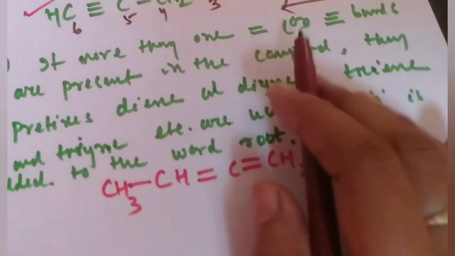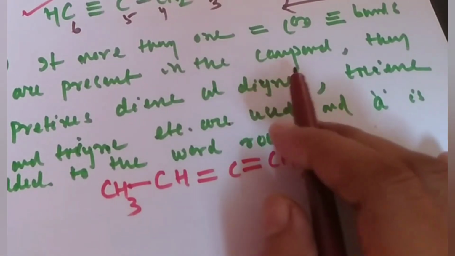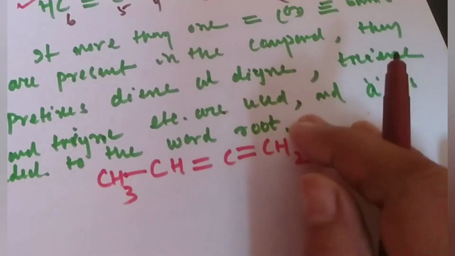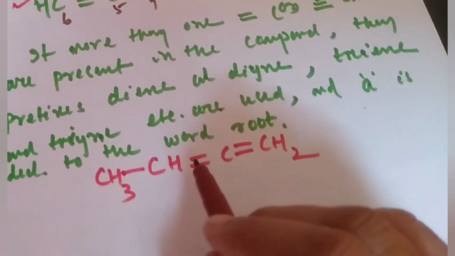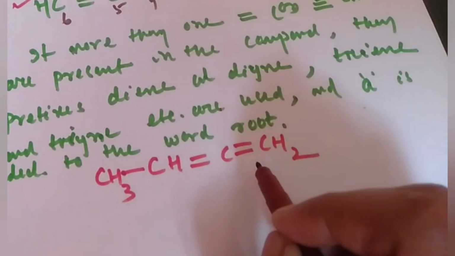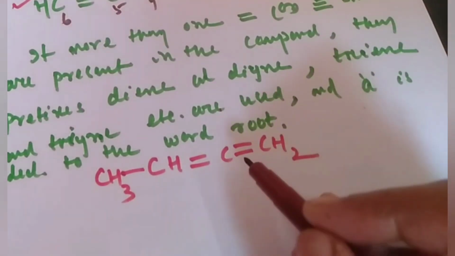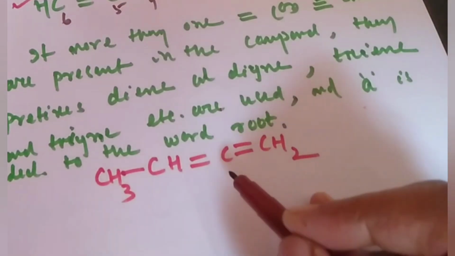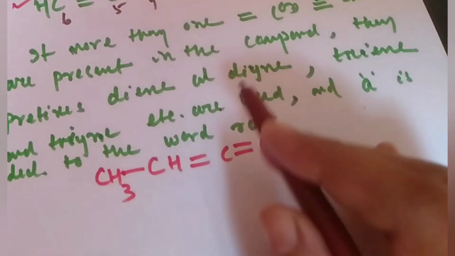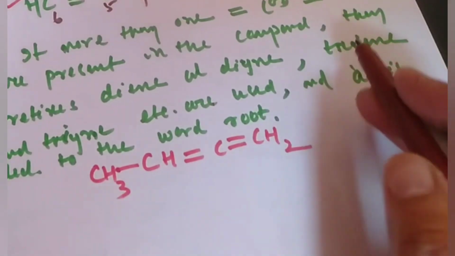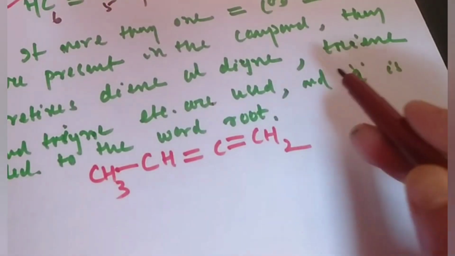Similarly, if more than one double or triple bond is present in the compound, then we use the prefix di-ene or di-yne. If two double bonds are present, we write di before ene. If two triple bonds are present, then for the triple bond we write di-yne. Similarly, if there are 3, then tri; if 4, then tetra, etcetera is used.